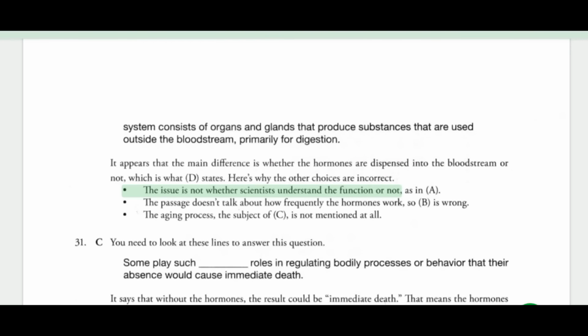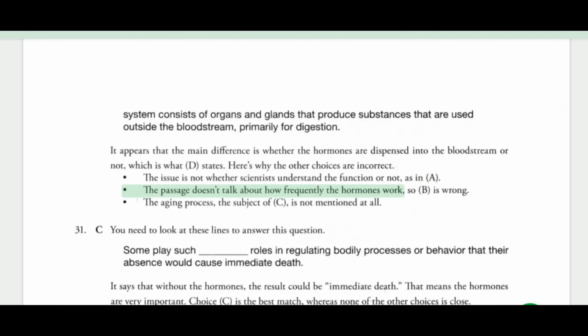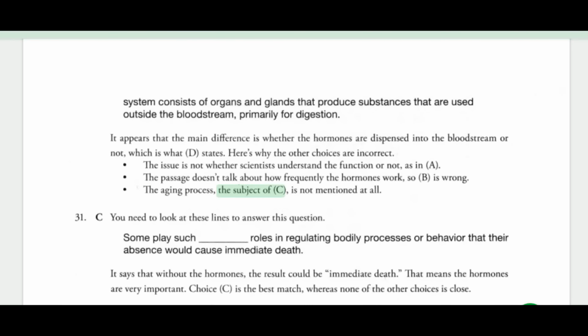The issue is not whether scientists understand the function or not, as in A. The passage doesn't talk about how frequently the hormones work, so B is wrong. The aging process, the subject of C, is not mentioned at all.